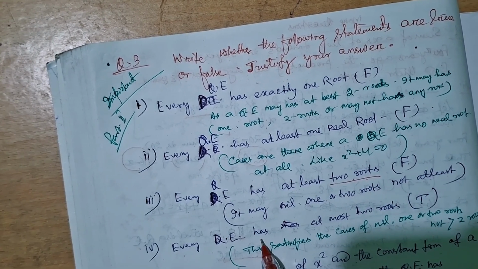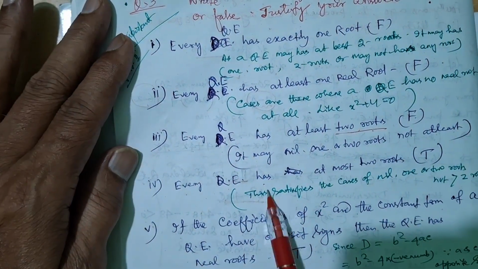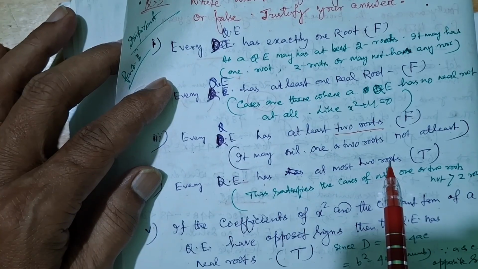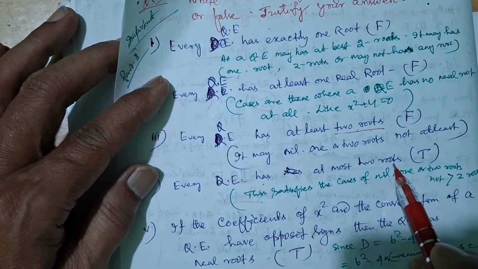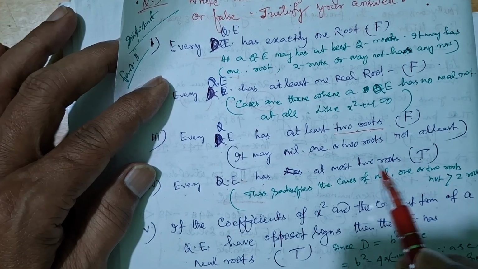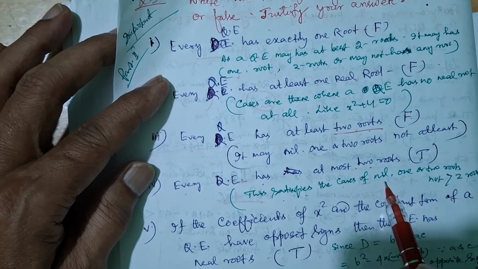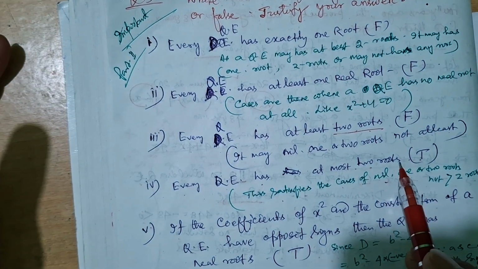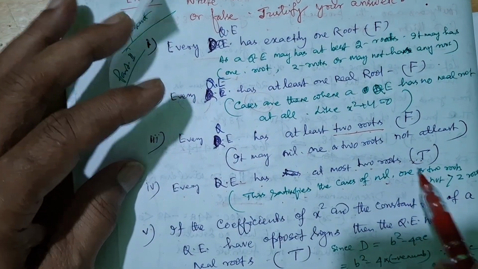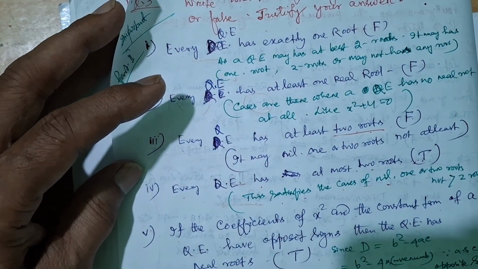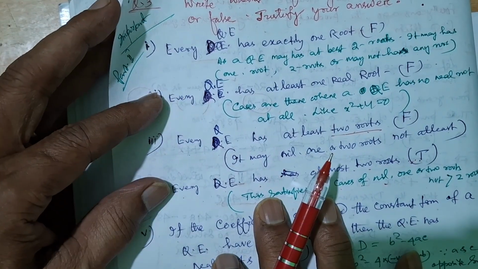Every quadratic equation has at most 2 roots. If it has roots, maximum it will be 2 roots. So that is the only case where it is true. At best 2 or at most 2 roots. This satisfies the case of nil. If it has none, it also satisfies at most 2. At most 2 means it will not cross 2. It may be less than 2. It will not falsify the statement.